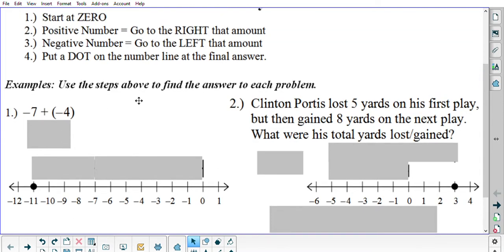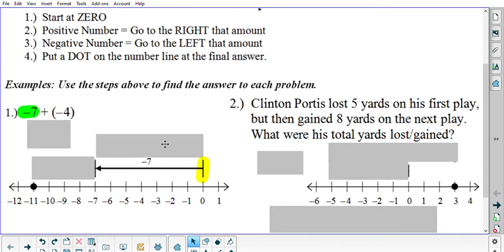We're going to start at 0. And you will see I start by putting a vertical bar coming up here from 0. So that's what I always do at the beginning of these problems. Then I look at the very first number. The very first number is -7. So what do I do if it's a negative number? I will go to the left that amount. So here I am drawing a bar, putting an arrow at the end because I'm going left. And let's label it -7 because that's what it is.